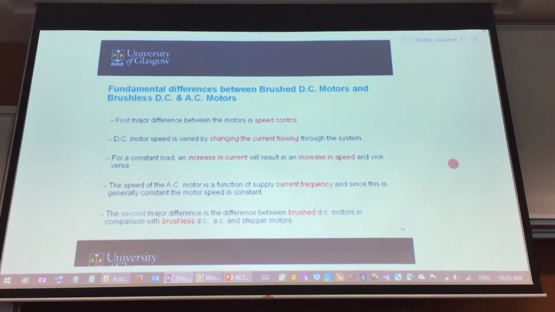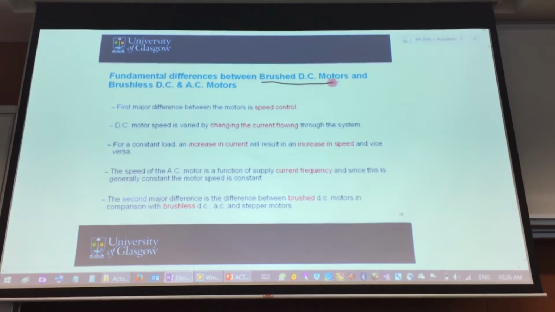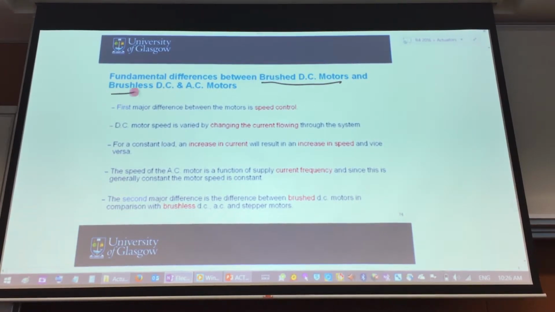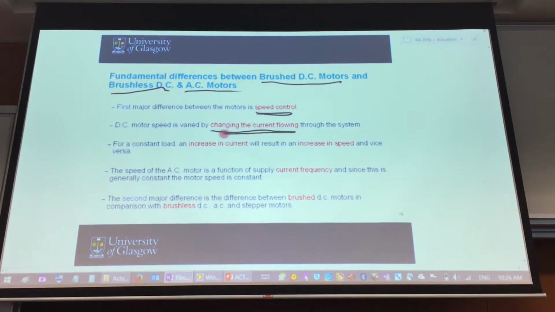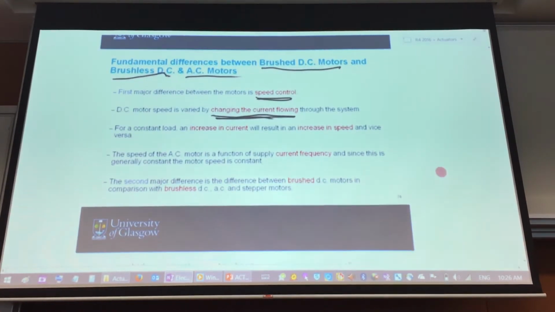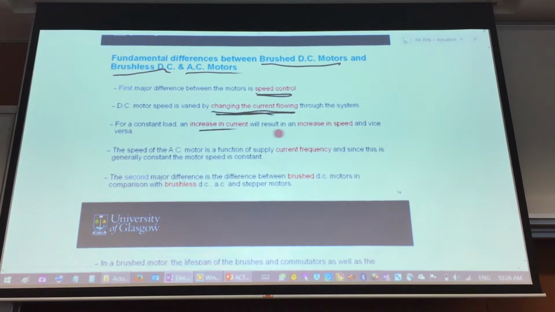Let's do a comparison between the brushed DC motor and the brushless DC motor and the AC motor. There are three major things that are different between the different motors. The first one, speed control. The DC motor, as we have seen, is varied by changing the current that's going through the system. And we know that increasing the current, the speed will increase. That one we have seen before.